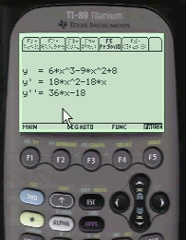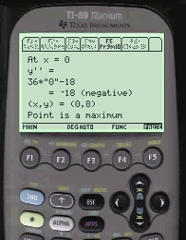So we find the second derivative. Here it is here. Put x equals 0 in, and notice we get a negative 18. Negative 18 means it's a maximum. Notice this one is a positive, and therefore it's a minimum.